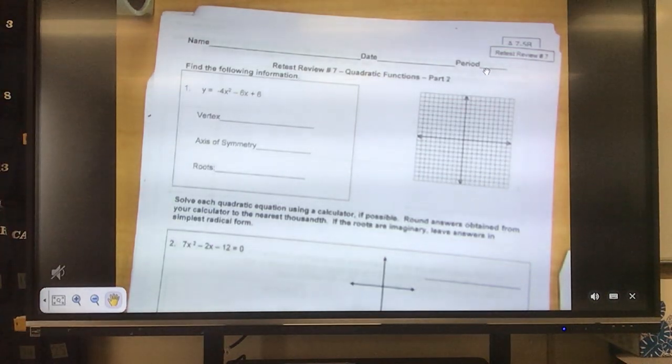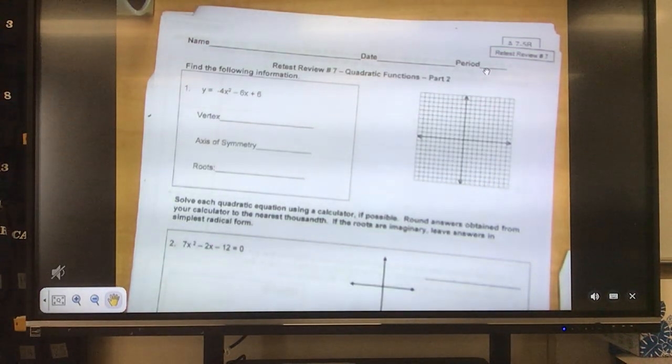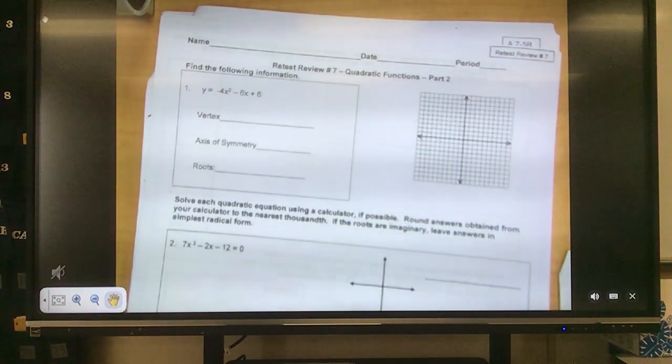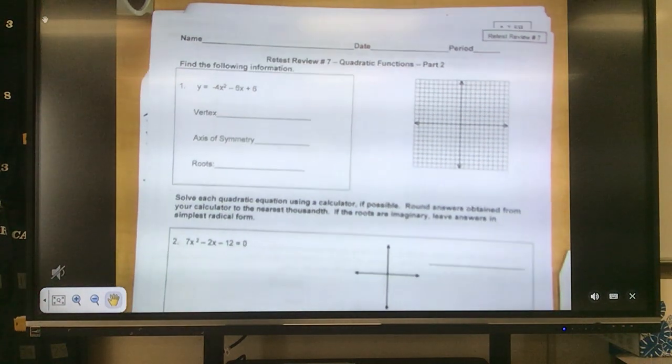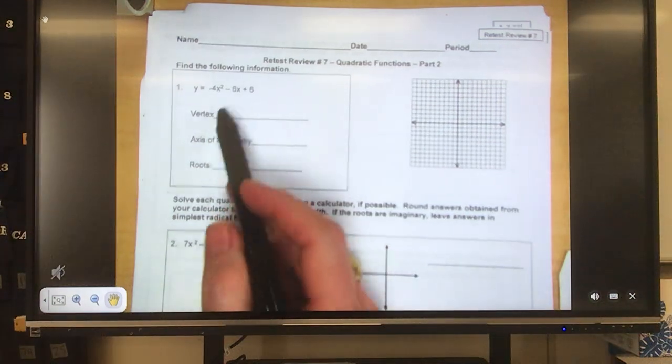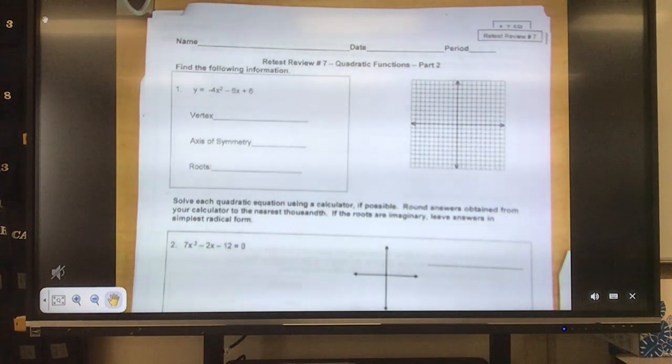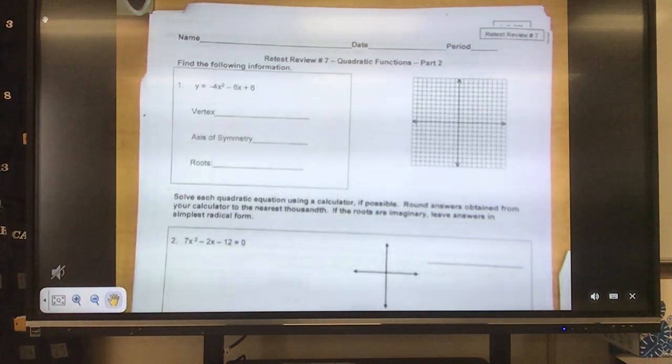Okay, this is the review for Unit 7 test. Alright, so our very first one here gives us an equation that asks for our vertex, axis of symmetry, and roots. So we have to put this into y equals in our calculator.